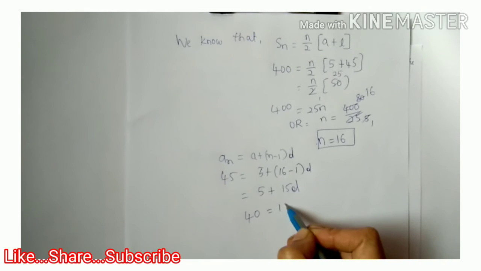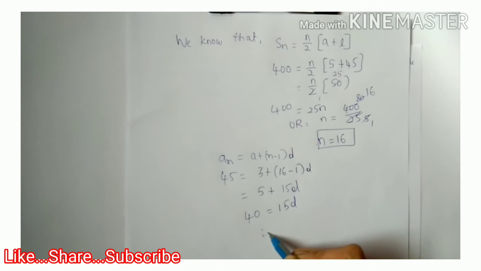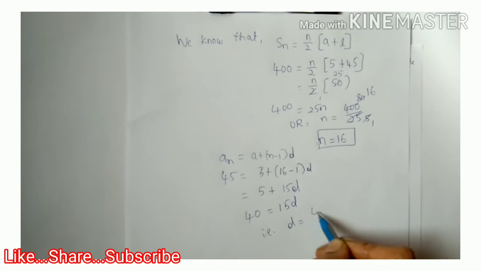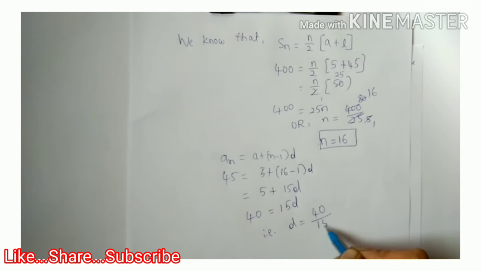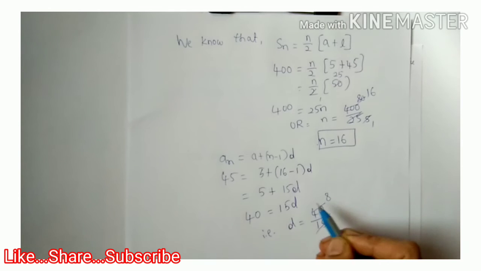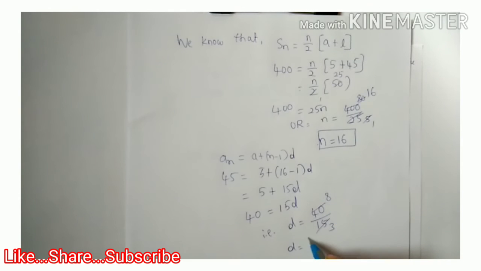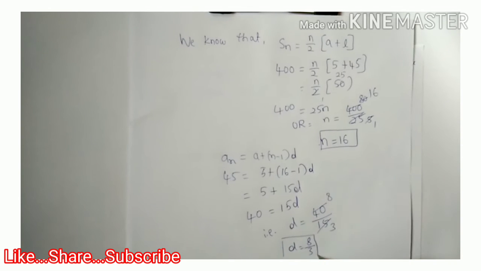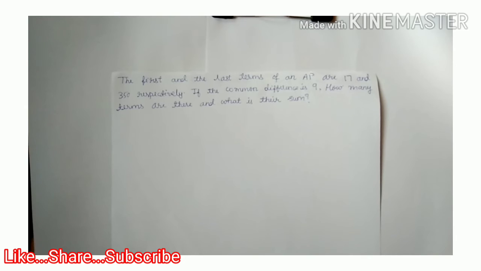40 is equal to 15d. That is d is equal to 40 by 15. Common difference is 8 by 3. Let us solve one more example. The first and the last terms of an AP are 17 and 350 respectively. If the common difference is 9, how many terms are there and what is their sum?